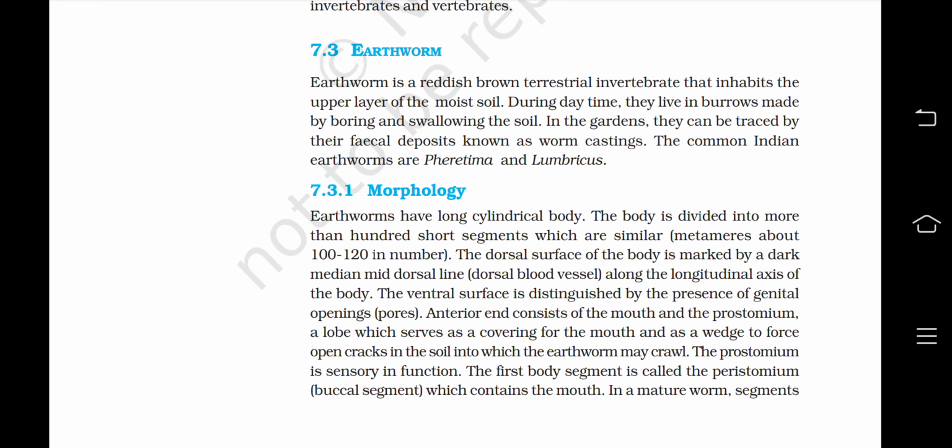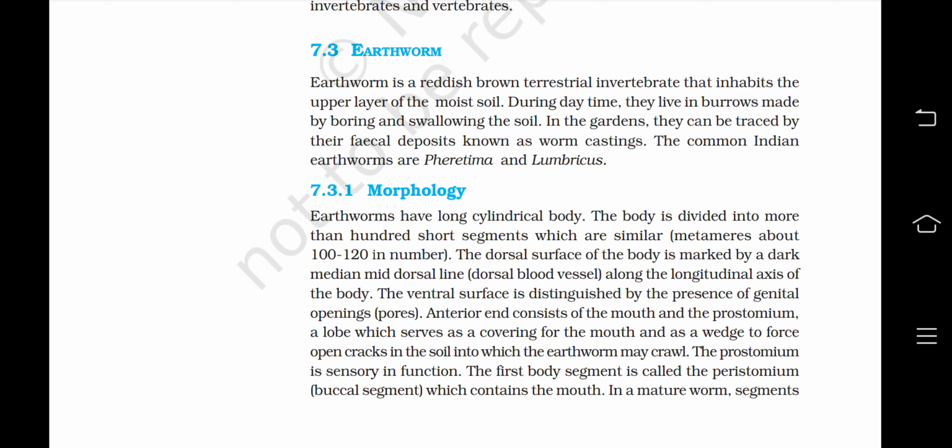Morphology: earthworms have a long cylindrical body. The body is divided into more than 100 short, similar segments called metameres, about 100 to 120 in number. The dorsal surface of the body is marked by a dark median mid-dorsal line, the dorsal blood vessel, along the longitudinal axis of the body. The ventral surface is distinguished by the presence of genital openings or pores.